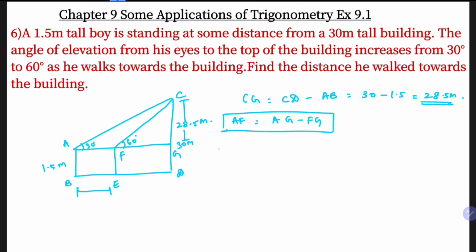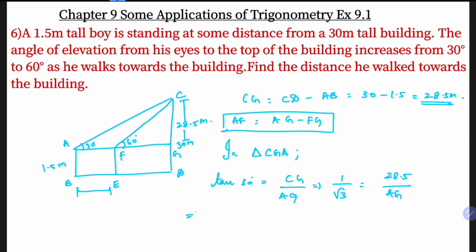So starting from the triangle CGA. Be careful in taking the triangles. We know tan 30 is opposite by adjacent side, that is CG by AG, which gives us 1 by root 3 is equal to 28.5 divided by AG, which gives us AG is equal to 28.5 root 3 meters.